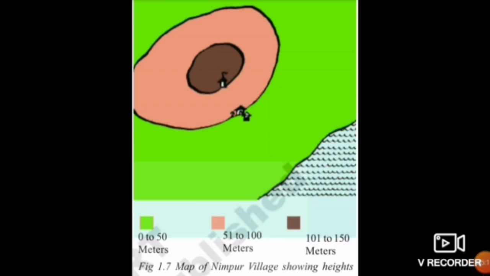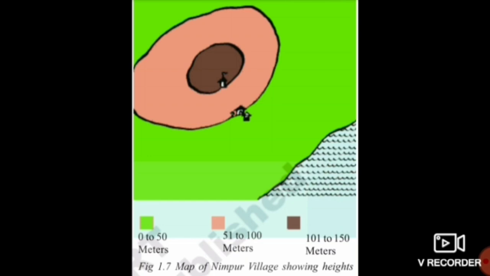Showing heights on maps. Look at the map of Nimpur village area on the screen. Can you see that the map shows 3 height zones? Firstly, areas which are between 0 meter height to 50 meters height, from sea level, are light green in color, and areas between 51 meters height to 100 meters height are colored in sand color, which is light brown in color.